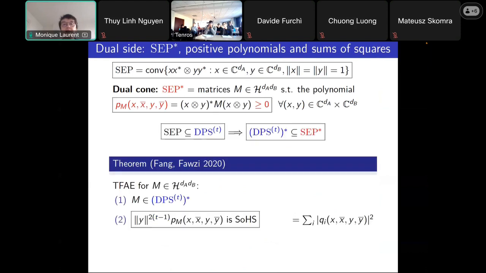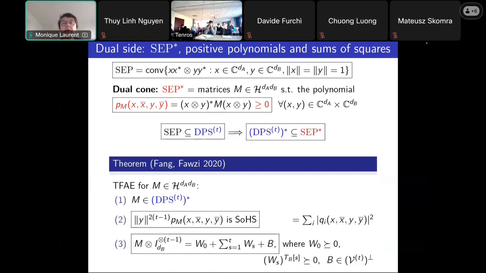Let me finish with this slide. On the dual side, this would correspond to the matrices whose polynomial is non-negative, and we have this result of Fang and Fawzi, which characterizes this non-negativity of polynomials. But for the interest of time, I stop here, and I'm sorry I'm already over time by a few minutes.